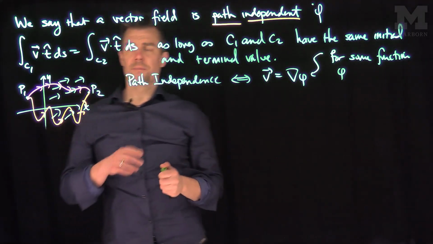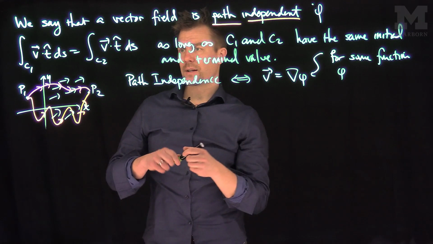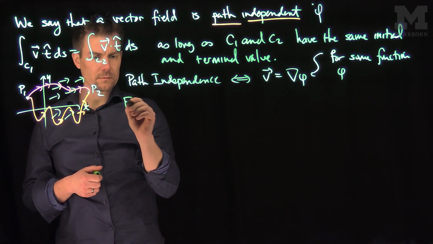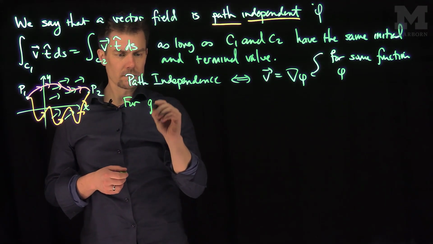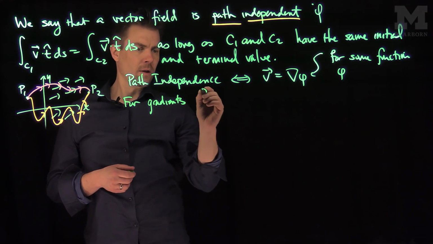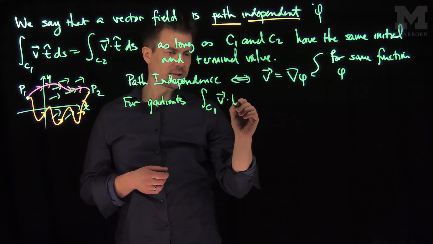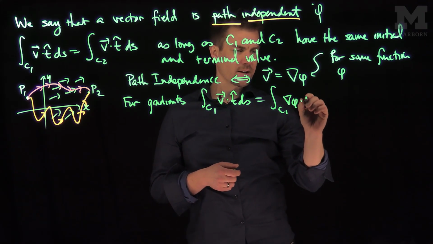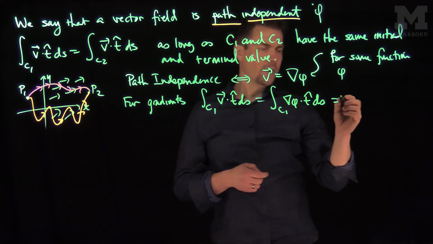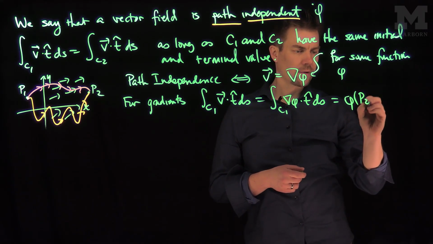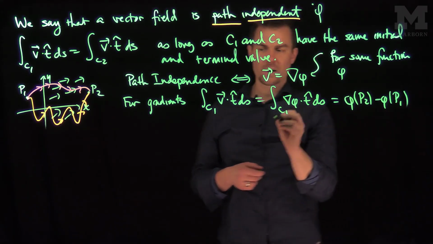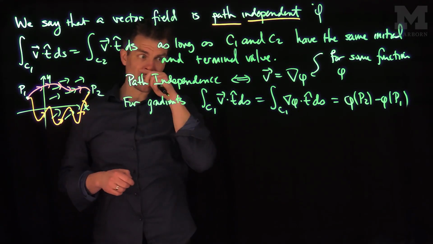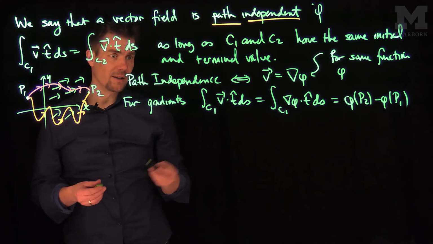One direction is clear. If you are a gradient, then these flows will simplify. So for gradient vector fields, the integral over C1 of v dot t hat ds is the integral over C1 of gradient phi dot t hat ds, which by the fundamental theorem is going to be phi of the terminal point P2 minus phi of the initial point P1. It didn't matter what curve I picked. It only depends on the initial and terminal points. So it's path independent. In other words, if you are a gradient, then you're path independent.